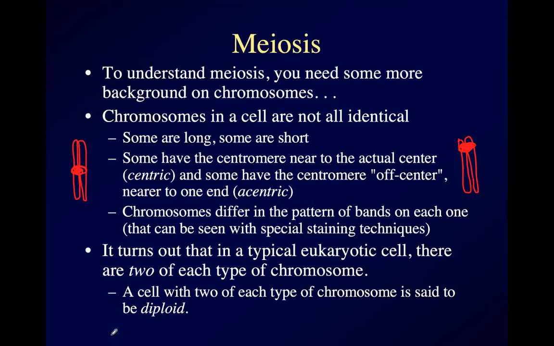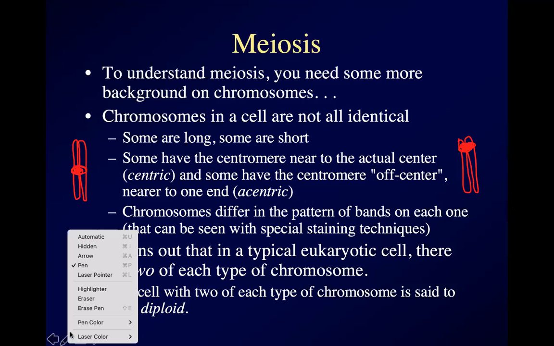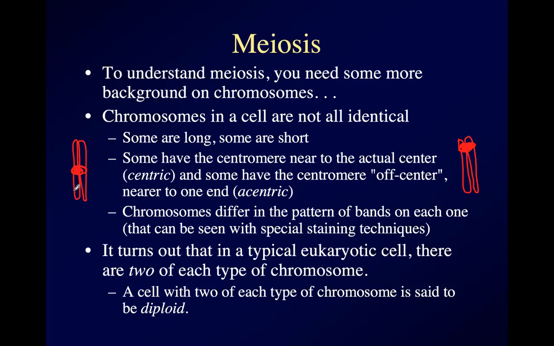And chromosomes are also different in the pattern of bands that you can see on them with staining techniques. Exactly what these look like depends on how you've stained them, and there's several ways to do this.